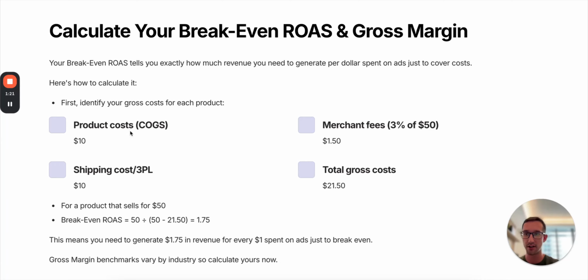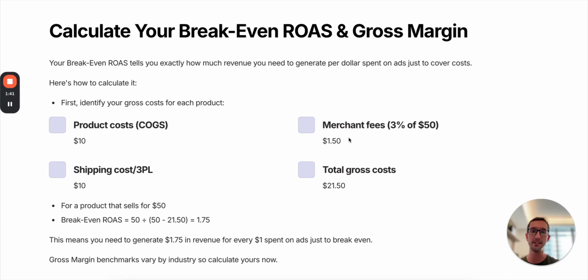It is a combination of product costs, which is your COGS. That is how much you physically pay for your product. So if you're buying it from China, by the time it gets to your warehouse, the landed costs, whether it's tariffs, shipping fees, import taxes, whatever it is, how much are you paying for that product?